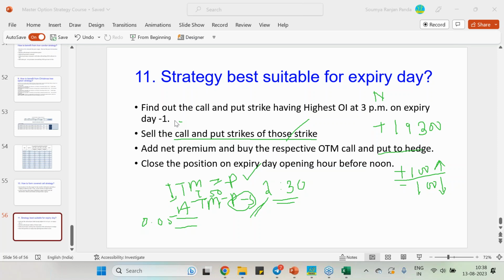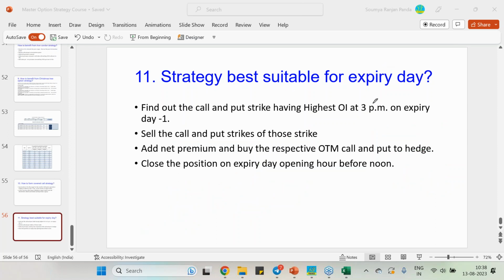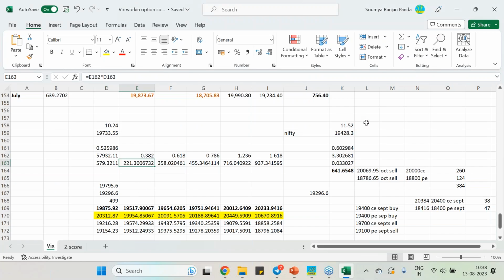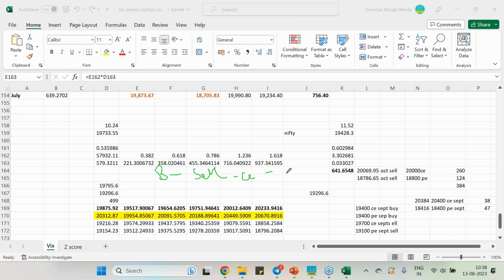There will be a fat finger issue also. Now covered call and covered put positions, what I said. First look into the VIX part. If VIX is plus 220 points up, buy future and sell an ATM call, not ITM, sell an ATM call. If you want to hedge it, you can buy one OTM put, a weekly put, and hedge it.